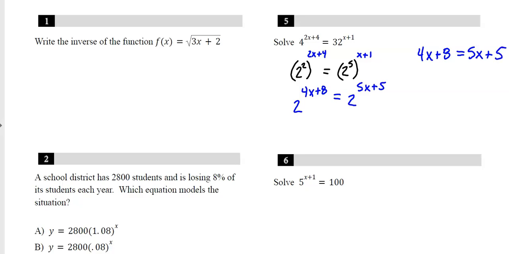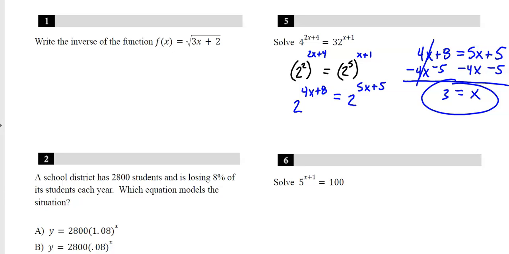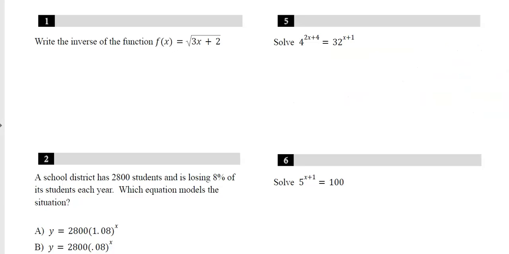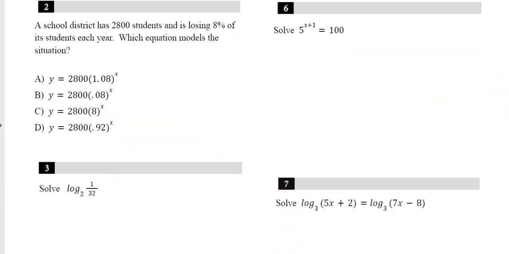And now we're just using some basic algebra. Subtract 4x from both sides. That gives me an x over here. Subtract that 5 from both sides. That gives me a 3 over here. And I get a final answer of x equals 3. If I was taking the test, I'd want to plug that back in, make sure that they work. It does. Moving on to number 6.